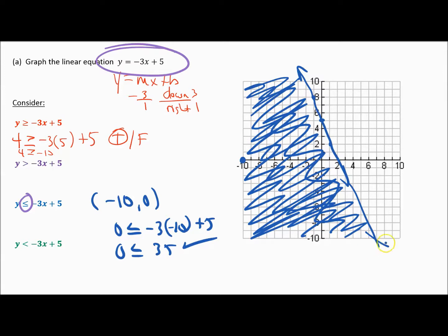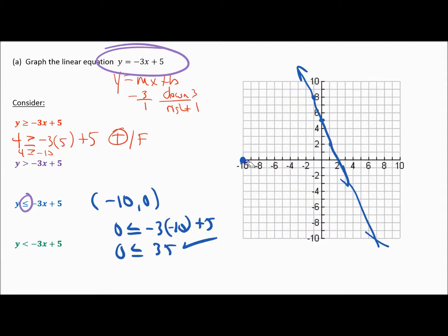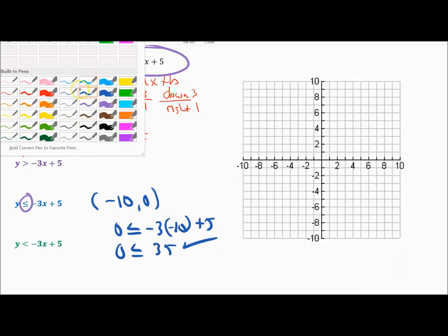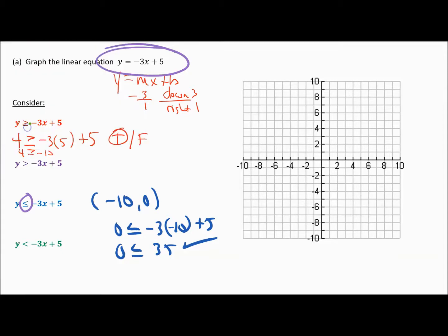You got that? Finally, let's do the green. Okay, so I'm going to erase. I'm going to graph this thing one more time. When I graph, I'm actually graphing the equals problem. So I'm graphing y equals negative 3x plus 5. And the y-intercept is still 5, and we're still going down 3, right 1, down 3, right 1, or up 3, left 1.